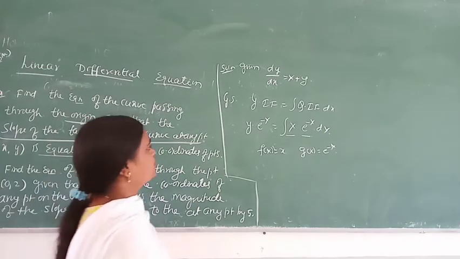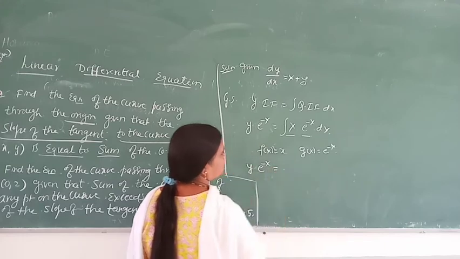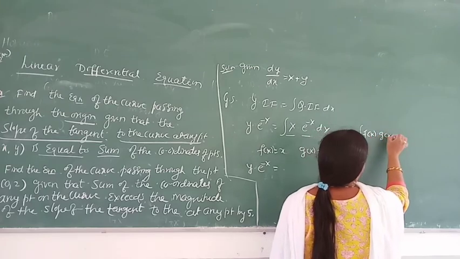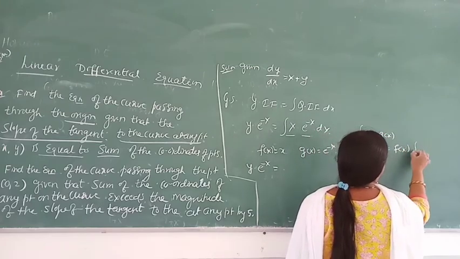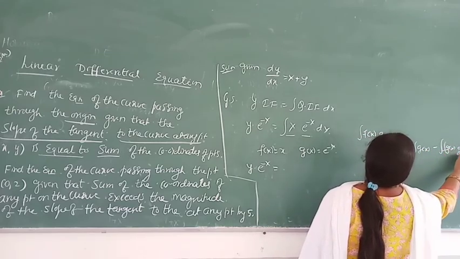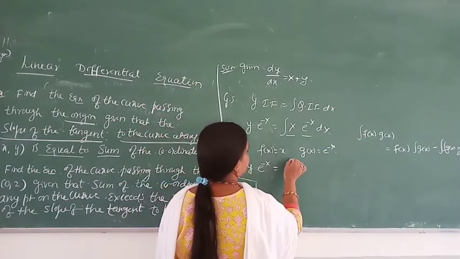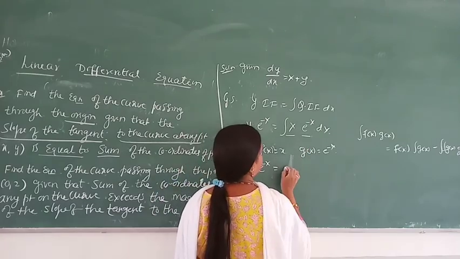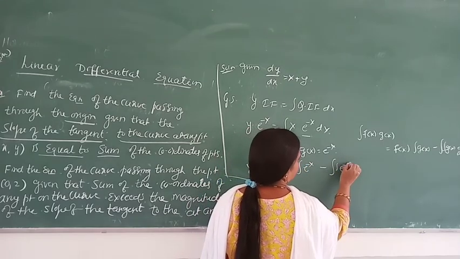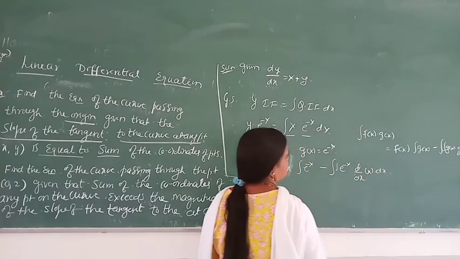We know that integrating by parts, the integration of f(x) g(x) is f(x) times the integration of g(x), minus the integration of [the integration of g(x) times d/dx of f(x)]. That formula we have to apply. That is, integration of first f(x); f(x) is x. I will write directly: x times the integration of e^(-x), minus the integration of [integration of e^(-x) times d/dx of f(x)] with respect to x.